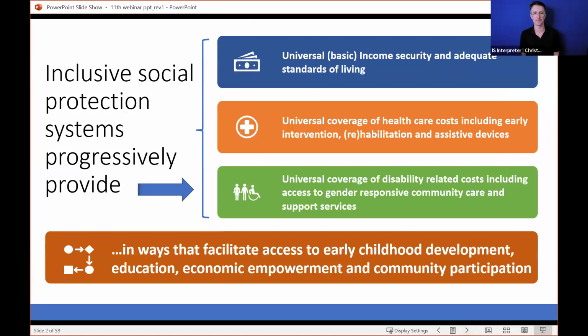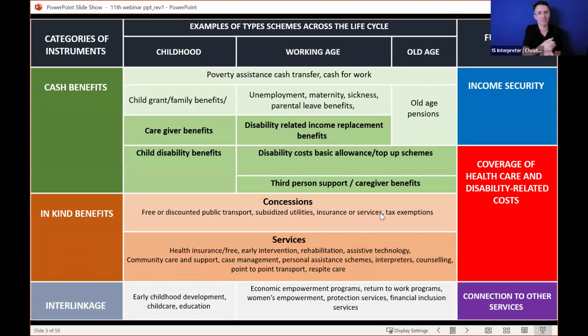Very briefly, inclusive social protection systems should progressively provide universal basic income security, universal coverage of healthcare costs, including early intervention, rehabilitation, and assistive devices, and coverage of disability-related costs, including access to gender-responsive community care and support in ways that facilitate access to socioeconomic participation across the life cycle. In doing so, social protection systems need to mobilize a diversity of benefits, cash transfers, in-kind benefits such as concessions or direct services for childhood, working age, and old age to fulfill those different functions. They also need to create connection with other services such as early childhood development, education, economic empowerment programs, and more.